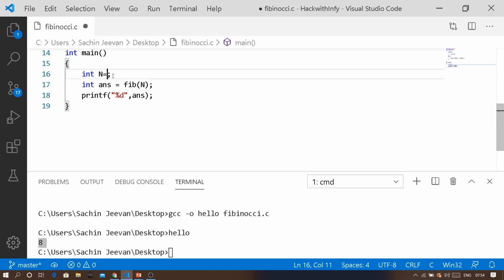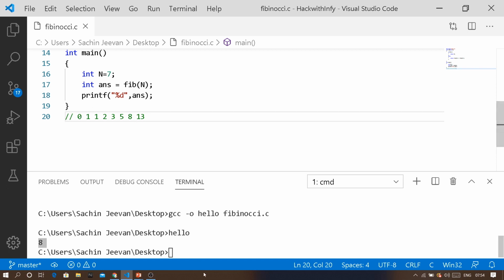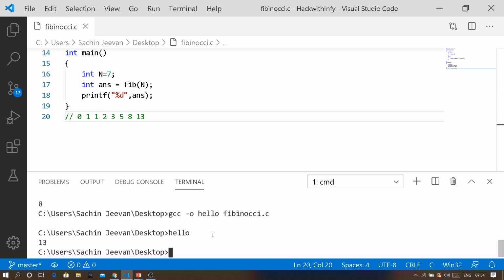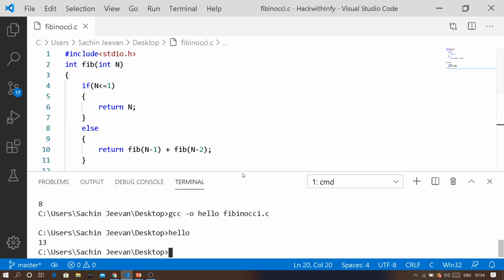What is the seventh Fibonacci number? Let's check once. The Fibonacci numbers are 0, 1, 1, 2, 3, 5, 8, and 13. So the seventh Fibonacci number is actually 13. We will check whether it is giving us the answer 13. Yes, it is giving us 13. So this recursive procedure is perfectly working.